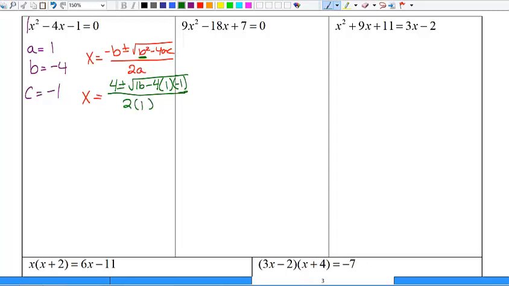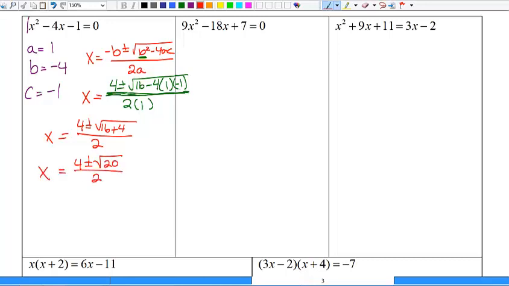Notice the all over, the bar goes all the way from the 4 in the front to the end of the radical sign, all over. All right, on the next step, it says to carefully do the arithmetic inside the square root. So we have 4 plus or minus, and then we have all this junk in here. I'm going to take 2 steps to do it. 16 minus 4 times 1 times negative 1. A negative times a negative is a positive. 4 times 1, that's just 4. And that gets me 4 plus or minus the square root of 20.